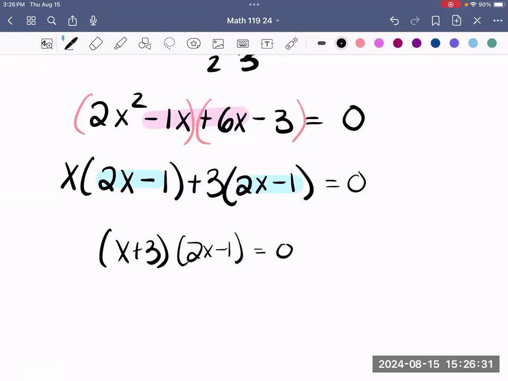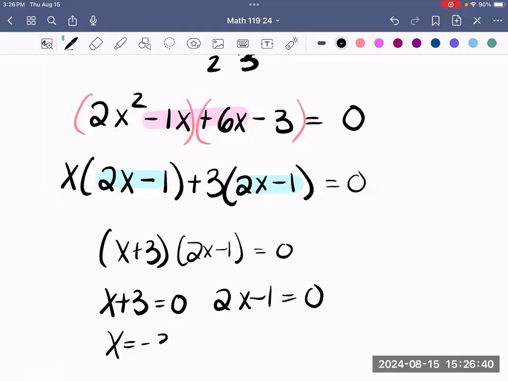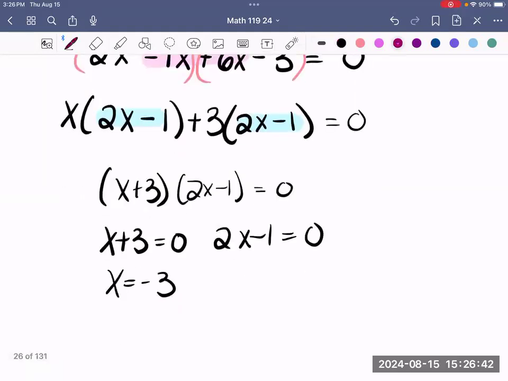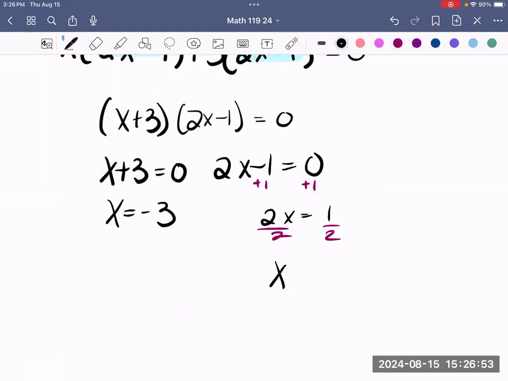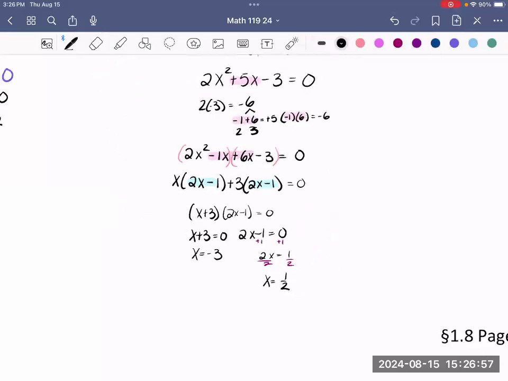So from here, we're now setting both of your parentheses equal to 0. So x is equal to -3. And to solve this linear one, we want to add 1 to the other side and then divide by 2. So x is equal to... you have two solutions here. You have x is equal to -3 and x is equal to 1/2.